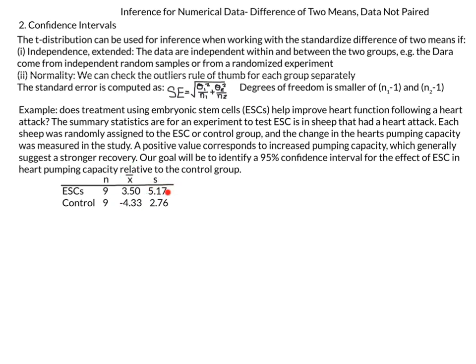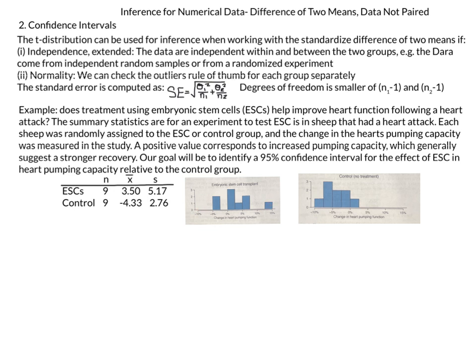And then our standard deviation for our sample of 9 is 5.17, and over here for the control group, also a sample of 9, it is 2.76. I also have these histograms so we can look and see if it's appropriate to use the t-distribution. So first, we need independence extended.